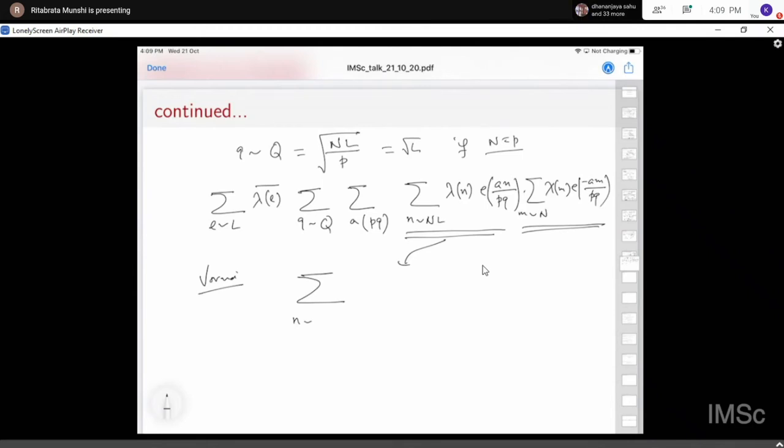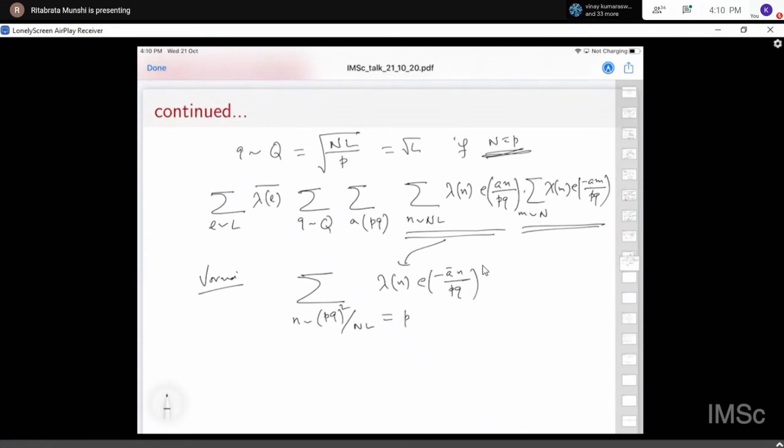So the dual is PQ squared by NL. Maybe I'll just keep it like that. This is actually becoming of size P if I'm using this. And then I have a lambda N E of minus A bar N by PQ. This remains the same, the formula.